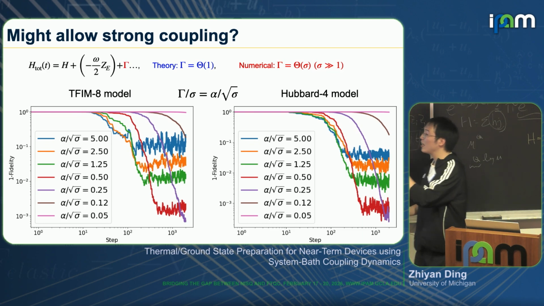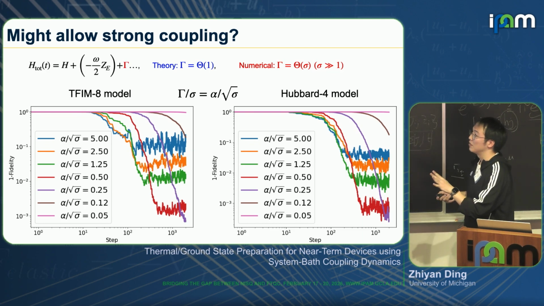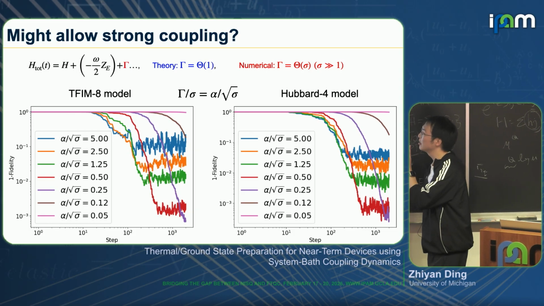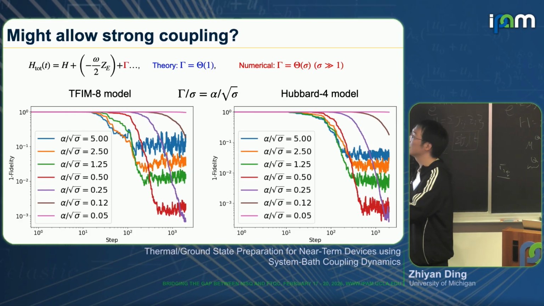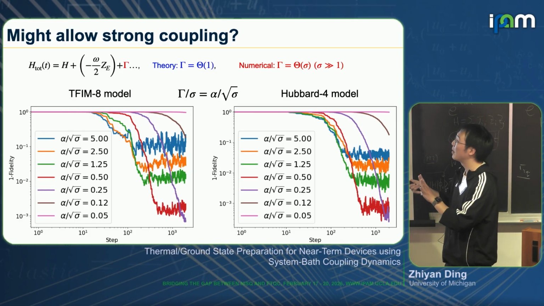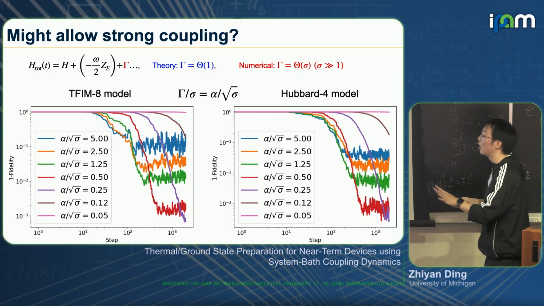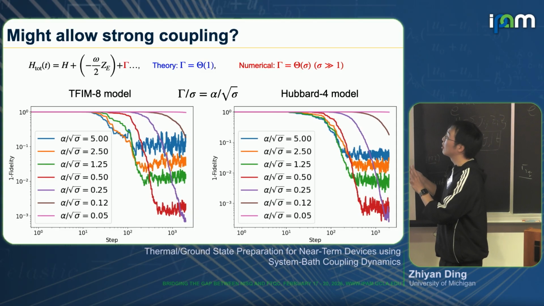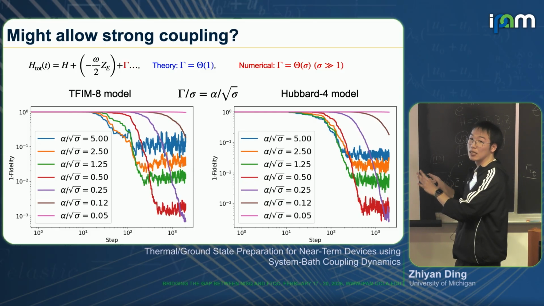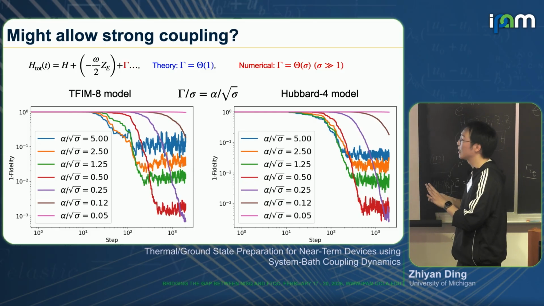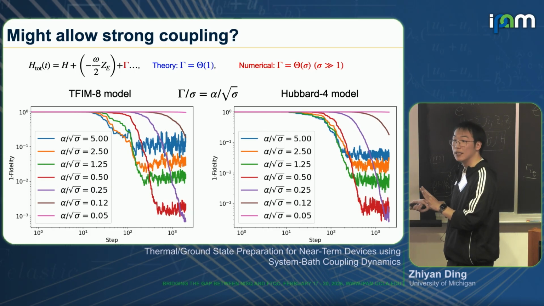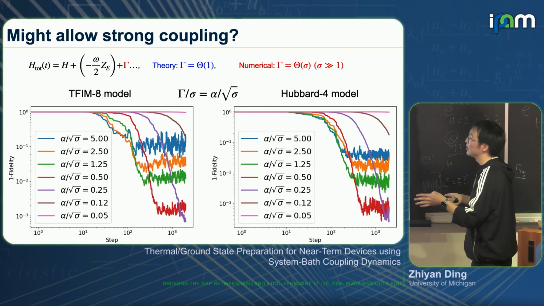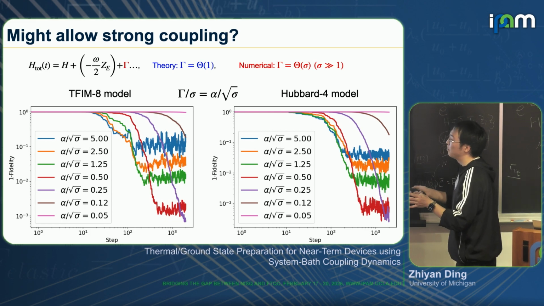Another interesting observation from our paper is that theoretically we can only prove the correctness of my algorithm once gamma is of order 1. But according to our numerics, this algorithm will still succeed even if I choose a very large gamma. Even if I choose my gamma to scale as order sigma, this algorithm can still converge to the correct state. And if I make gamma larger, then this mixing will even be faster.